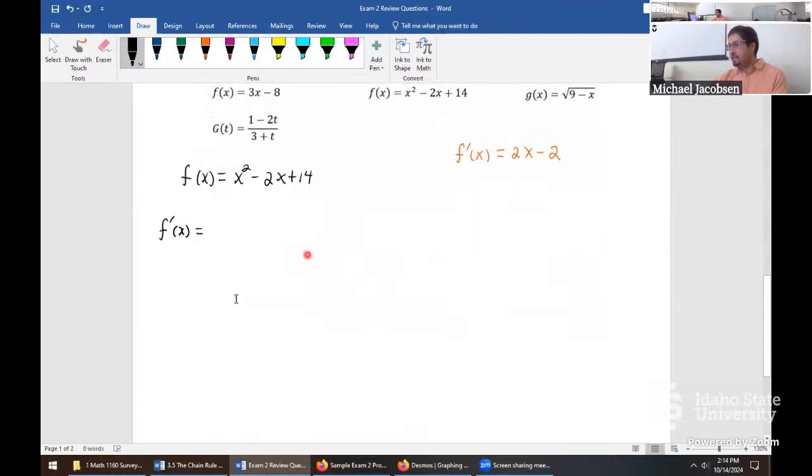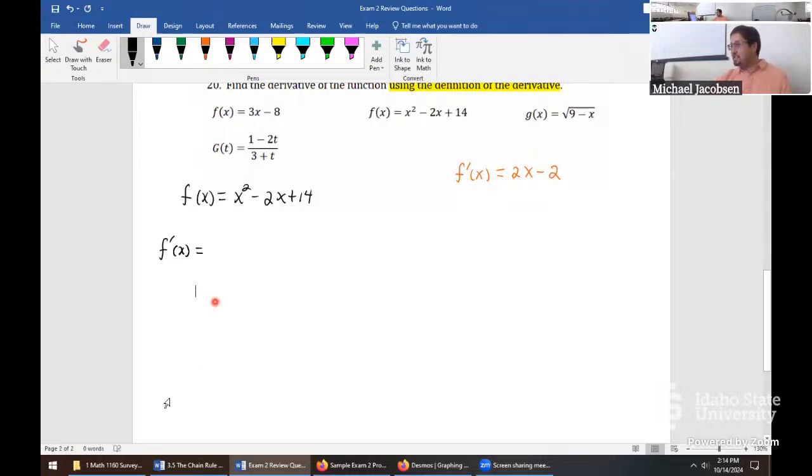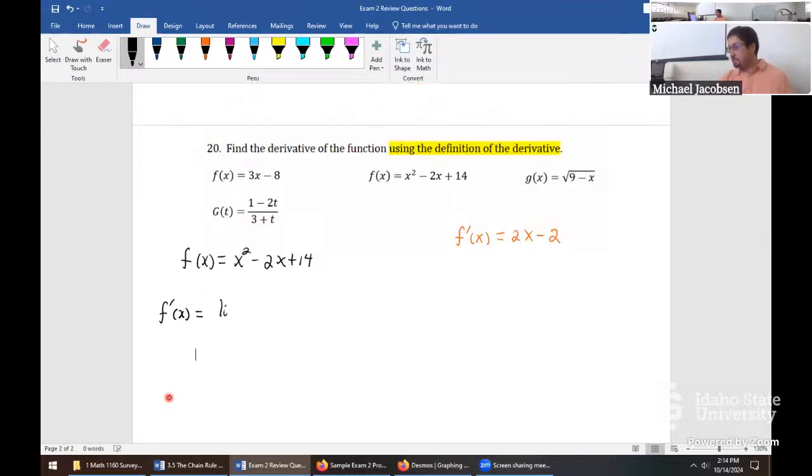There we go. So next, f prime of x is equal to the limit as h goes to 0 of f of x plus h minus f of x, all over h. So this is how we start out on this. There's our definition of the derivative. And from here on out, we're just going to write out the results.